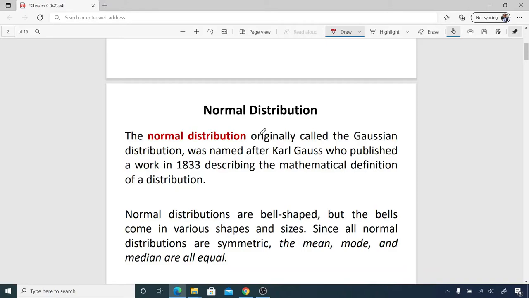The normal distribution, originally called the Gaussian distribution, was named after Carl Gauss, who published a work in 1833 describing the mathematical definition of a distribution. This is also known as the Gaussian distribution. Normal distributions are bell-shaped, but the bells come in various shapes and sizes. Note that the mean, mode, and median are equal in a normal distribution because they are symmetric.